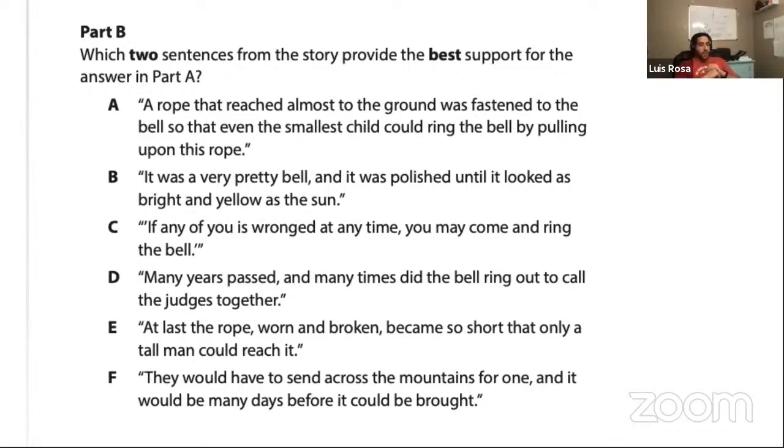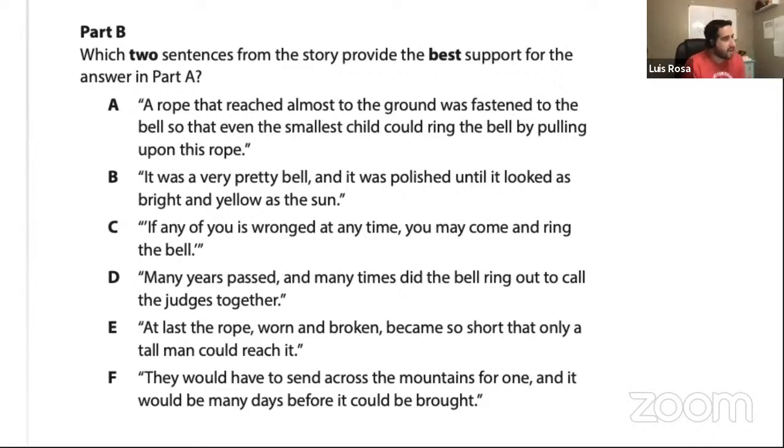Obviously, you guys got it correct because you guys are awesome. And the answers that we got were A and C. A rope that reached almost to the ground was fastened to the bell so that even the smallest child could ring the bell by pulling upon this rope. Obviously, the rope was long enough for children, so everybody had equal access to it, not just tall people, okay? Not just medium-sized people, everybody, even a baby could ring the bell.